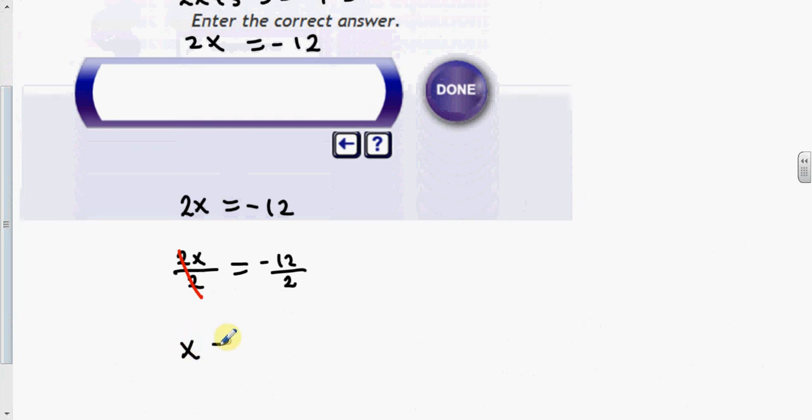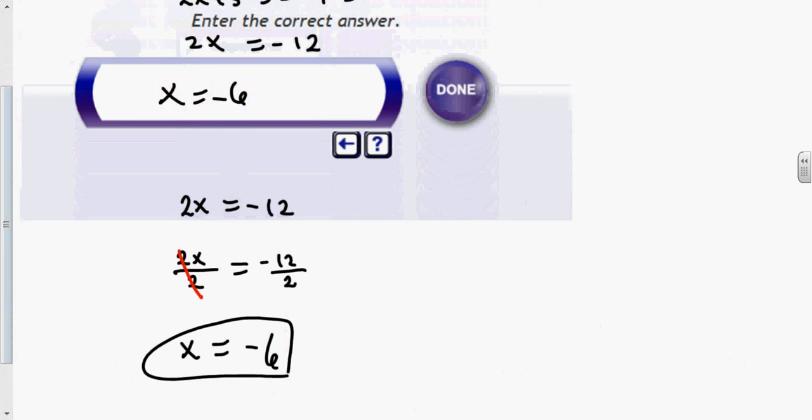This is x is equal to negative divided by positive is negative. 12 divided by 2 is 6. Here x is equal to negative 6.